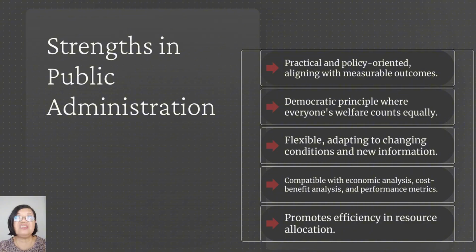Next, it is flexible, or it adapts to changing conditions and information. And then it is compatible with economic analysis. As I said, the basis of cost-benefit analysis and performance matrix for many administrations. And then it promotes efficiency and encourages optimal allocation of scarce resources. It promotes efficiency in resource allocation.